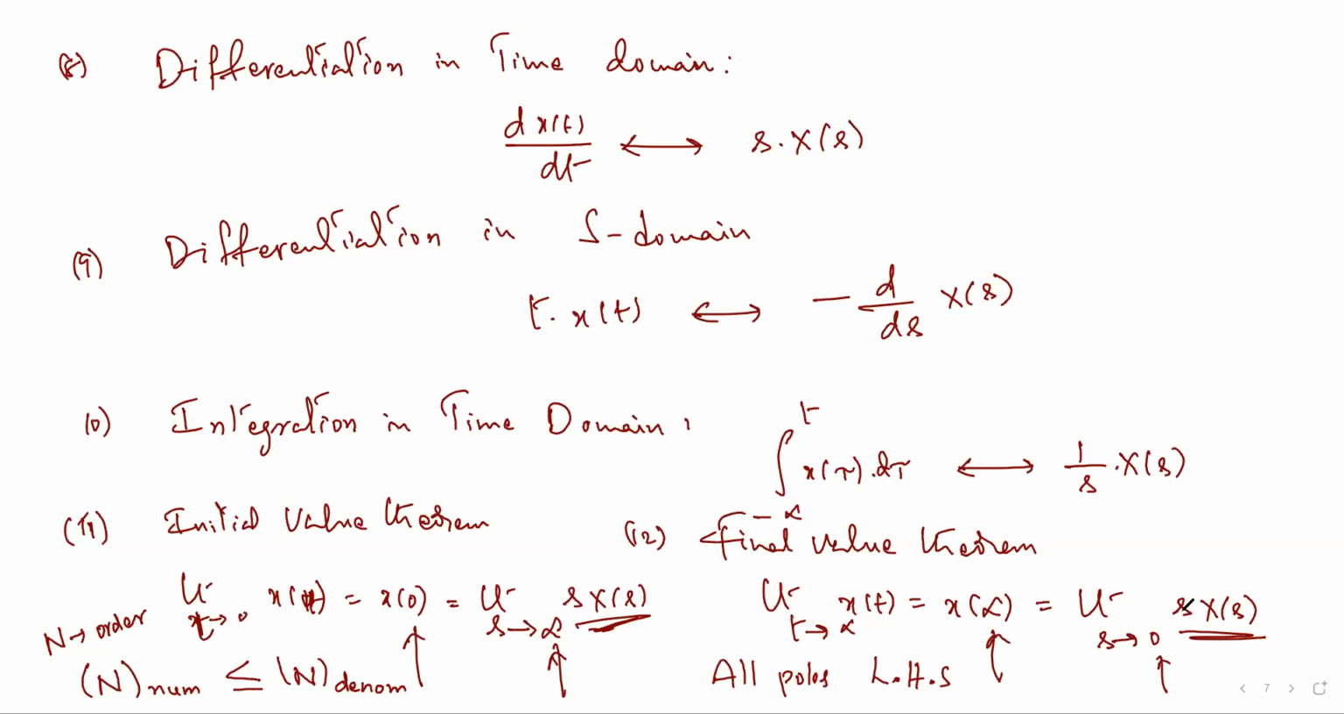Simple to remember. In Z transform, all poles should be within the unit circle. Here the reference is the imaginary axis, not the unit circle. So all poles on the left hand side of the imaginary axis is the condition in the Laplace transform. And one pole on the imaginary axis, no problem, because that is cancelled with the s in s into X of s. Be careful while applying initial and final value theorems.